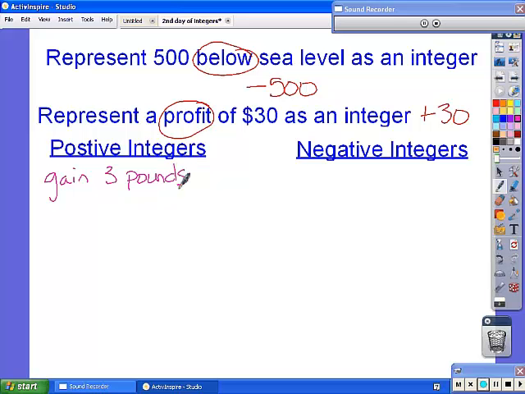All right, if you owe someone $20 in your bank account, if you owe money, that's going to be a negative. So owe $20. If you get a $600 raise, again, raise is a good thing, so that'd be a positive. And if you had a $10 withdrawal, so if you go to your ATM machine, you take out money, it's coming out of your account, so that would be a negative. So $10 withdrawal.